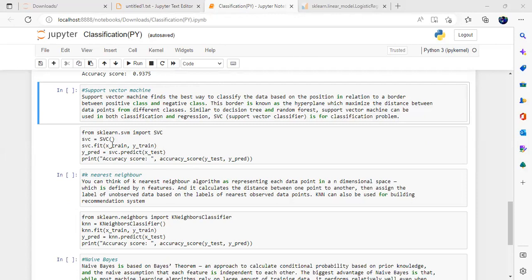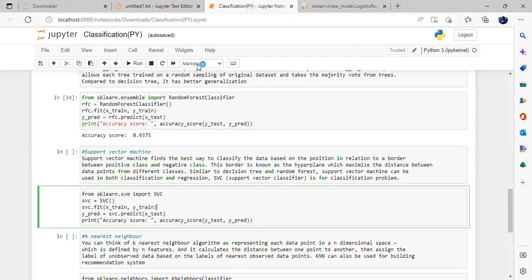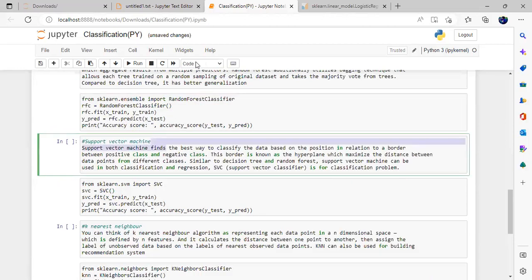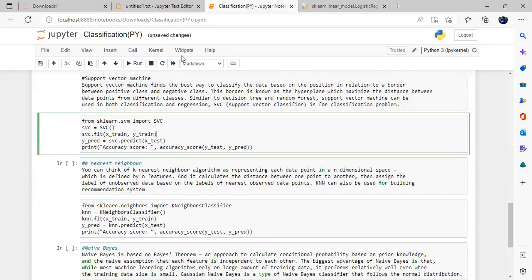As previously seen, this SVM is also one line of code, just SVM. Okay, svm.fit, and you will get the accuracy for your SVM. So I'm just making all the above code markdown, so that I can run this code.